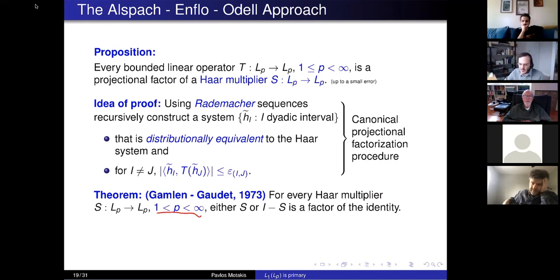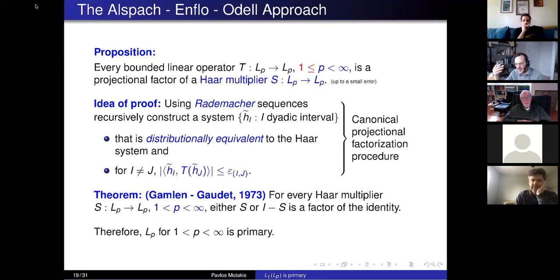So what Alspach, Enflo, and Odell did is, neither of these two things are their ideas, neither this nor that are Alspach and Odell's ideas. What they did is they put two and two together, and they realized that they could combine these two things to show that L_p is primary. Why is this the case? Because every operator is a projectional factor of a Haar multiplier. Every Haar multiplier is a factor of the identity, or the identity minus the multiplier is a factor of the identity. So you can pull this back to your original operator. And then by this Pełczyński decomposition property, your space L_p is primary.